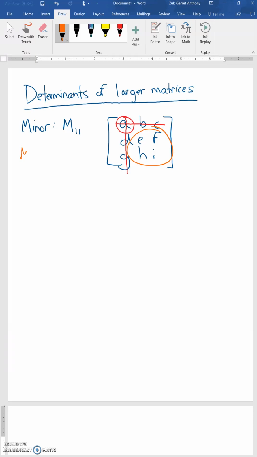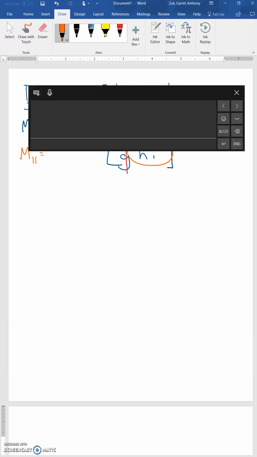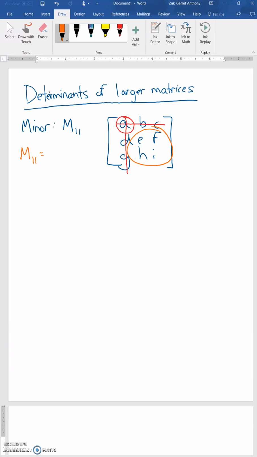So here we would say M11 is going to be the determinant of EF, HI, which we learned in video 2. Well, that's EI minus FH. Now, let's go ahead and erase a couple of these.